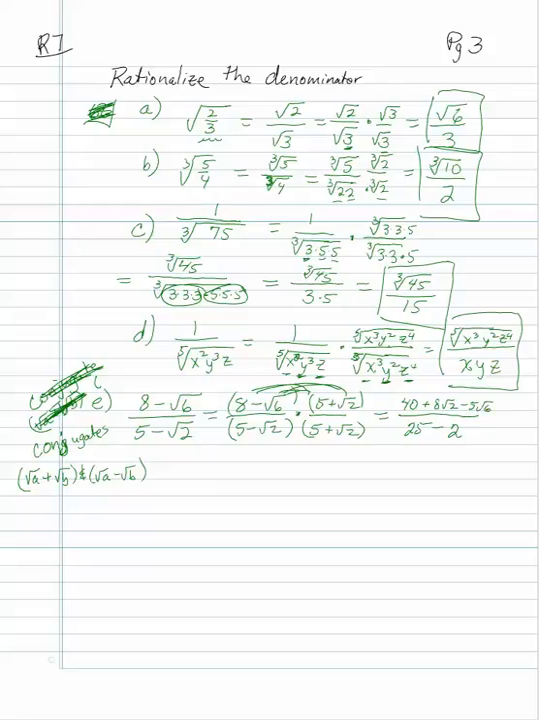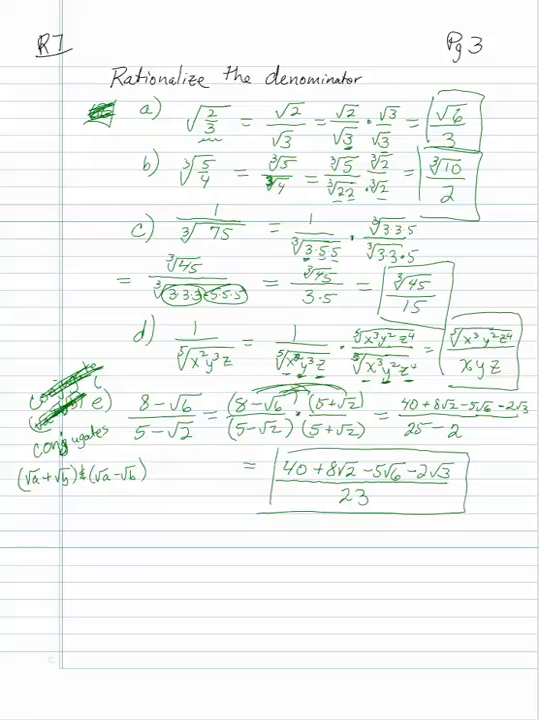And negative square root of 12, which is, let's see, it's 2 times 2 times 3. So 2 comes out, 3 stays in. Then I want to simplify, combine like terms. There aren't any, so just write them all down. And then 25 minus 2 is 23. And that's it.